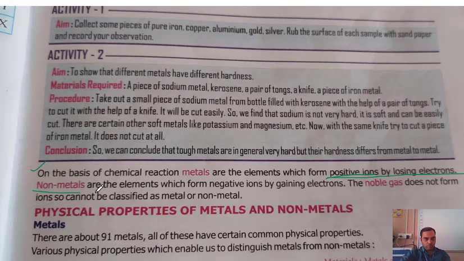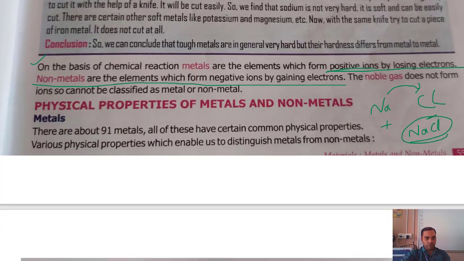On the other hand, non-metals are the elements which form negative ions by gaining electrons. If we take an example, suppose sodium and chlorine. Sodium is a metal, chlorine is a non-metal. Sodium gives one of its electrons to chlorine and becomes positively charged. Chlorine receives the electron and becomes negatively charged, and they become sodium chloride, the salt that we eat. This is how the reaction takes place.